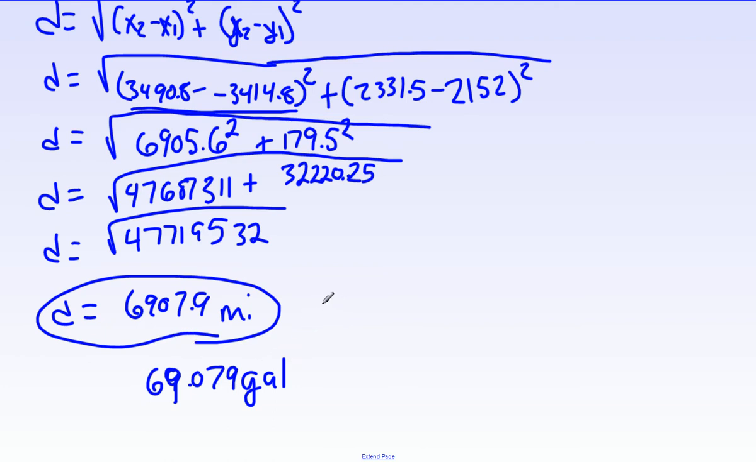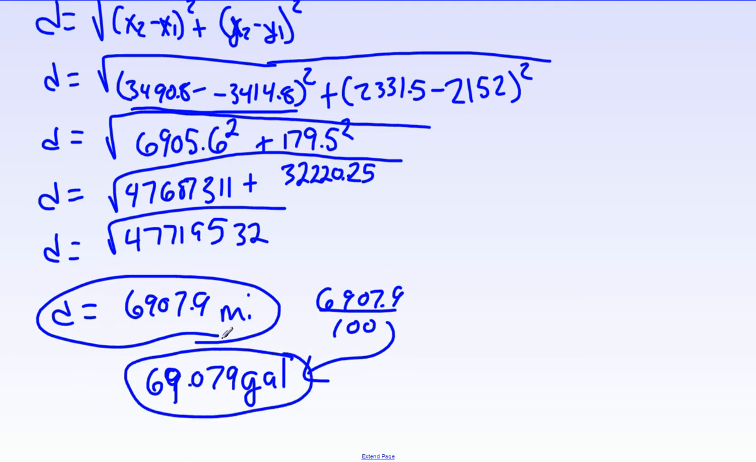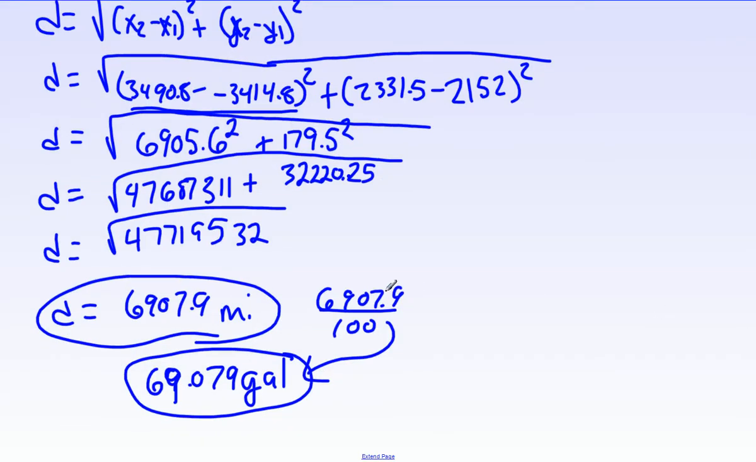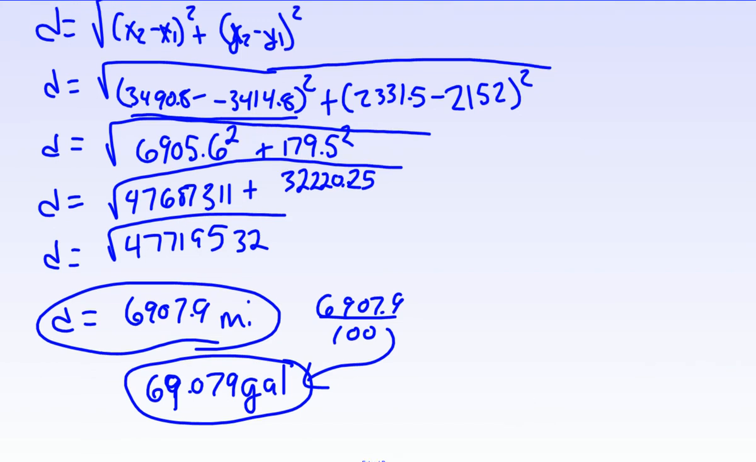I guess I should show how I got that. I took the 6907.9. We divided by 100. We got that. So we took our distance, divided it by our miles per gallon, because we're trying to find out every 100 miles is 1 gallon. Well, there were 6,900 miles in here, so we'll need 69.079 gallons of fuel to travel that distance.